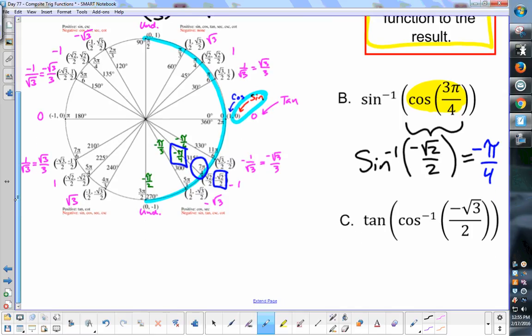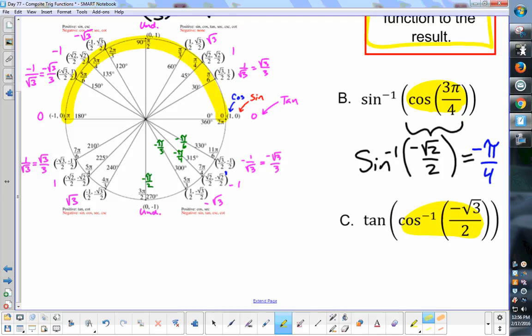Okay, part C. I'm going to delete all this stuff, clean this up a little bit. Again, we work our way inside. It is an inverse. So again, remember cosine inverse only deals with this upper portion of the circle. And again, I am looking for the first number to be that negative square root of 3 over 2. And I see it over here at 5π/6. So all of this will turn into 5π/6.